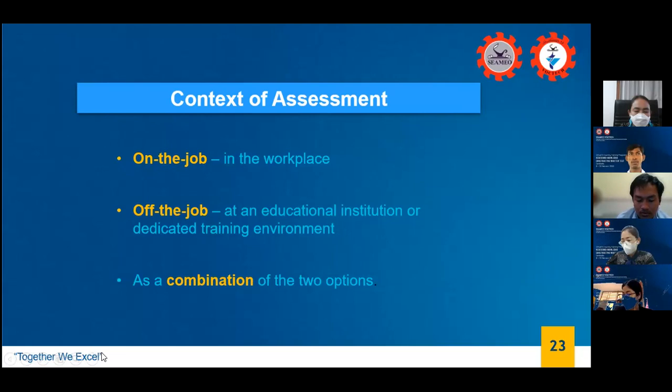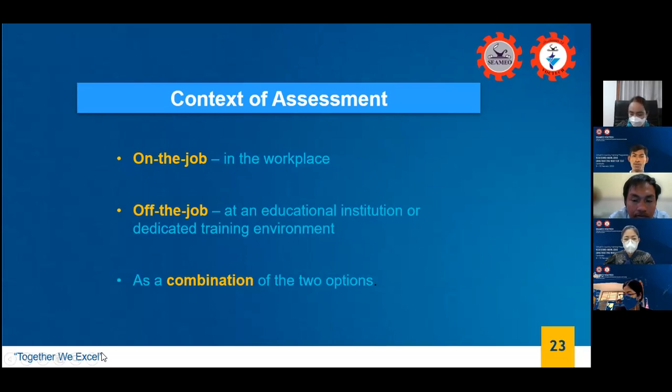Okay, next is off the job. Off the job is held at an educational institution or at a dedicated training. It could be in the classroom, or it could be in the laboratory, or it could be in your workshop, as long as it is in the campus, right? So you call it off the job, meaning not in the workplace. Okay, on the job, in the workplace, off the job, not in the workplace, but in your classroom, in your workshop, in your laboratory.